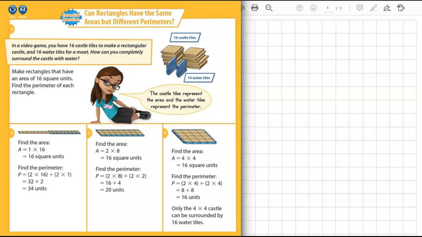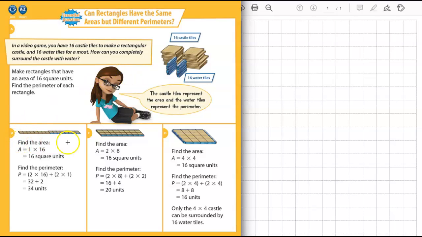Hi everyone, so today we're going to look at the relationship between perimeter and area, but this time we're going to answer the question, can rectangles have the same area but a different perimeter? So here in this example, they talk about having a castle that has an area of 16 square units and a moat that goes around the outside of 16 units.